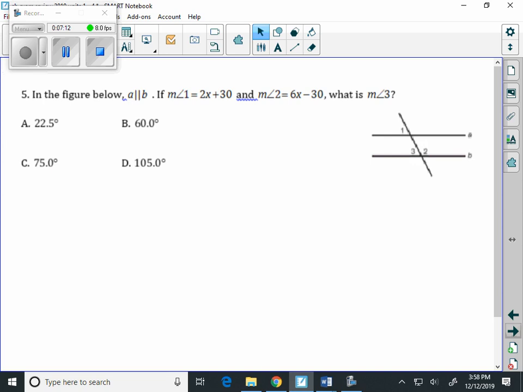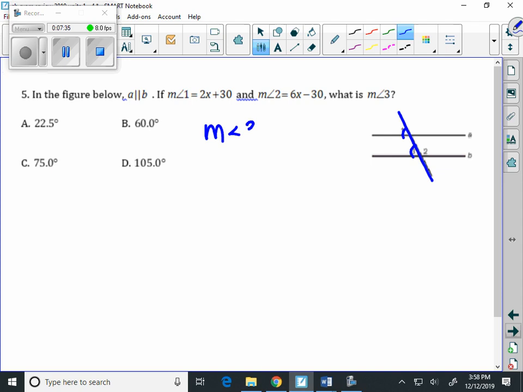measure of angle 1 and measure of angle 3 are corresponding angles. They're both above and to the left of the transversal. This is the transversal. So they're in the same position. So that means that if measure of angle 1 is 2x plus 30, then the measure of angle 3 is also 2x plus 30.